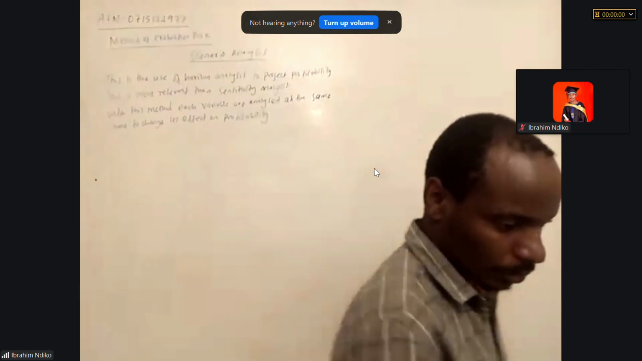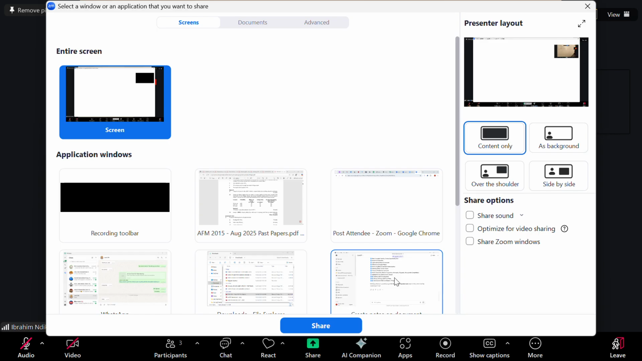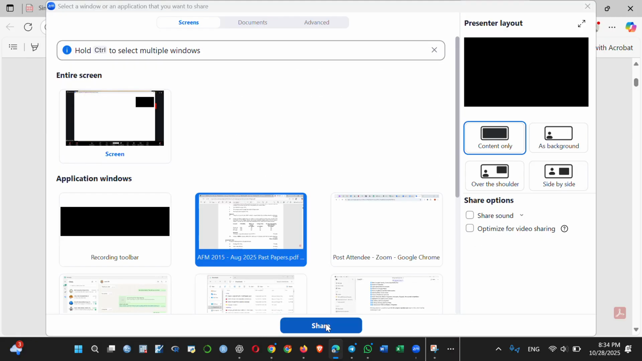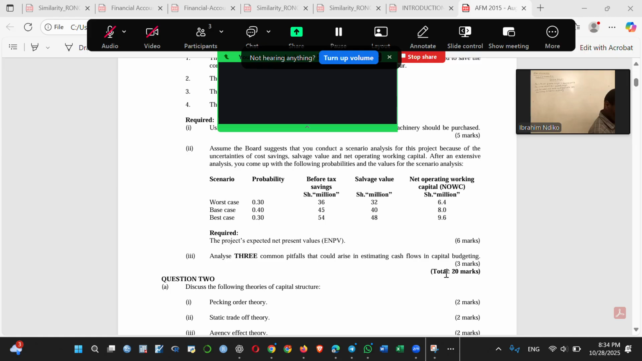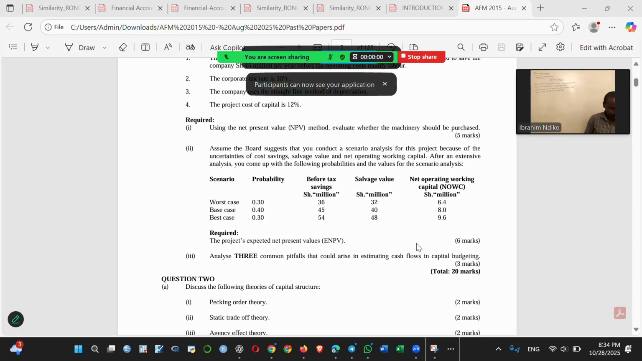Now let us do this question of ours. Let's go back to our question. Let me share the question. So can you see the question? Which scenarios do we have? We have three scenarios: the worst case, base case, and the best case.